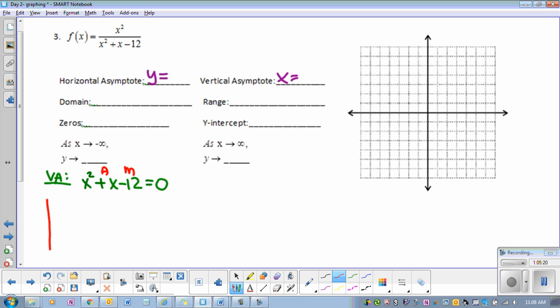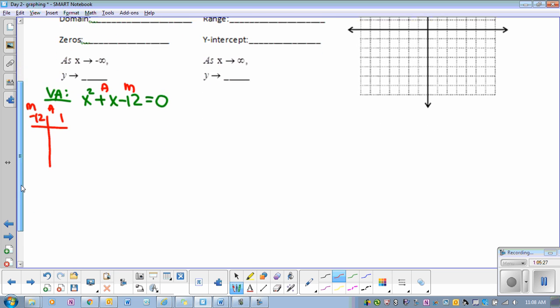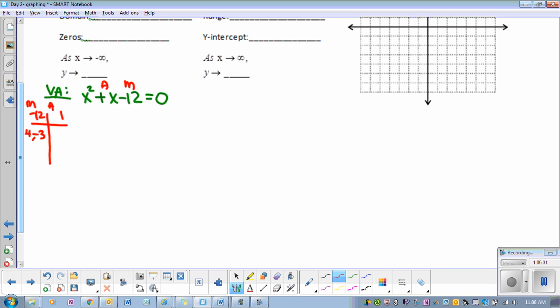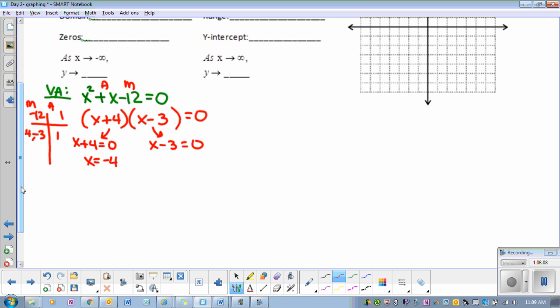So I need two numbers that multiply to give me negative 12 and add to give me 1. What are they? 4 and negative 3. Good. And this is just a plain old x squared, so this is going to be a simple one. X plus 4 and x minus 3. Yes? All right. And we did this in the solving lessons. How do I solve this? I do the mini equations, right? So x plus 4 equals 0, and x minus 3 equals 0. So x equals negative 4, and x equals 3.